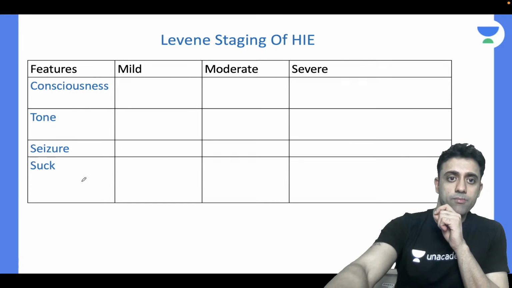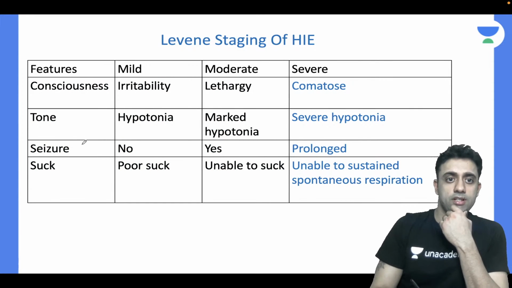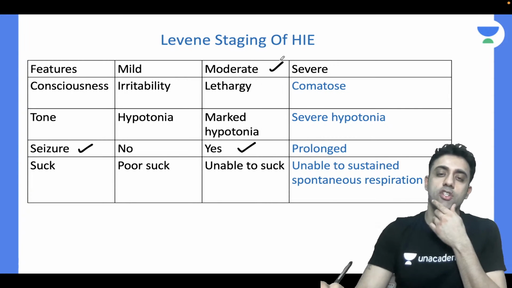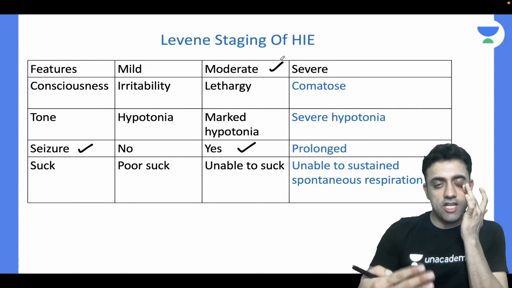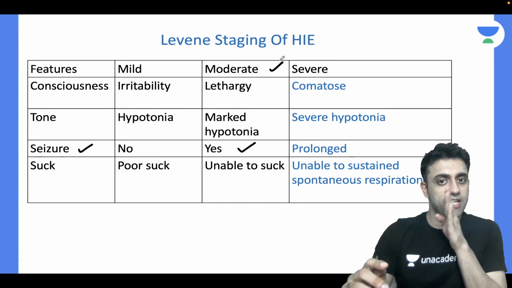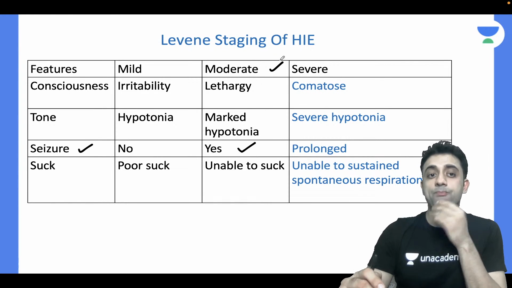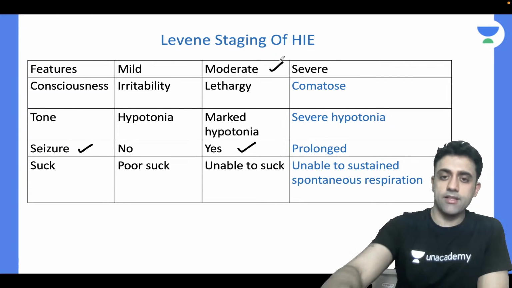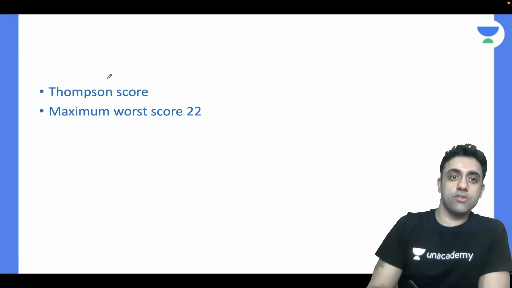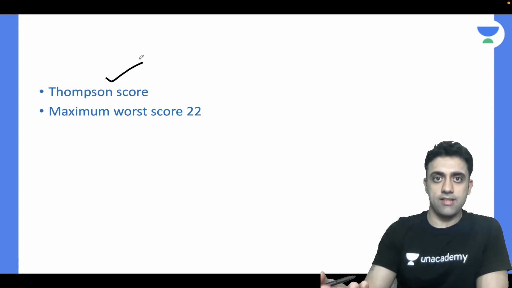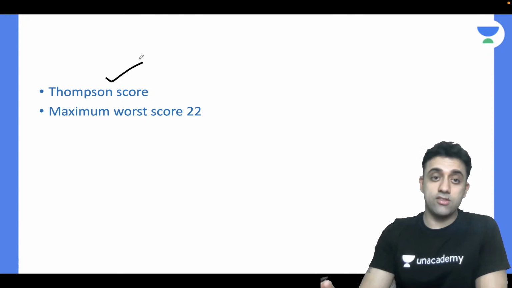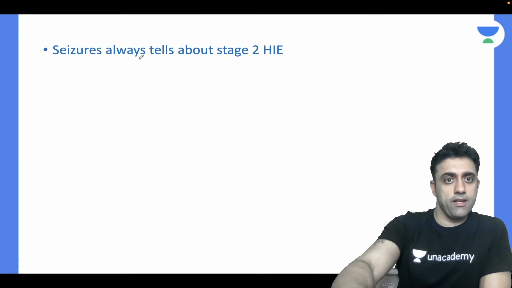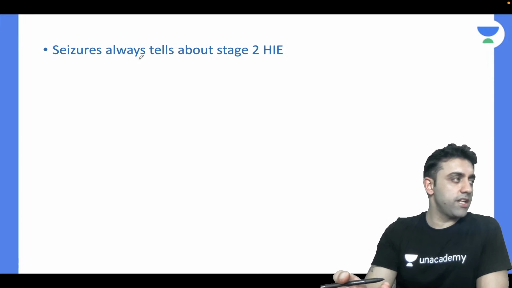And always remember, I told you that seizure is seen in stage 2, or you can say in the moderate staging of the HIE. It's almost like stage 1, stage 2, stage 3 only, no? But remember, in stage 2 or the moderate, you will see the seizure. That is very important. Okay, done. Let's continue. Then we have Thompson's score. I told you Thompson's score is used for the prognosis of the baby. Just this much name you should know. Seizures always tell about stage 2 HIE.